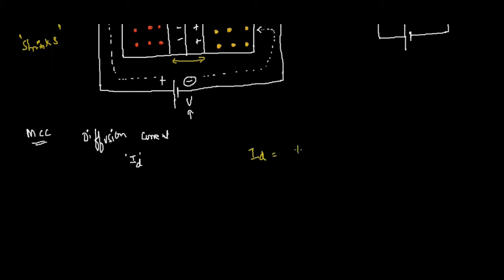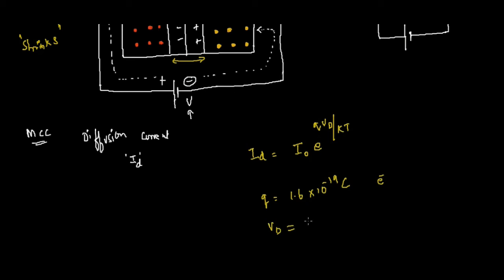So ID is nothing but I naught, where I naught is the drift current that is happening because of the applied EMF, multiplied by e raised to the power QVd divided by KT. This exponential growth we have seen before. Q is the charge of an electron, 1.6 times 10 to the power minus 19 coulombs. Vd is the potential difference across the junction in volts.